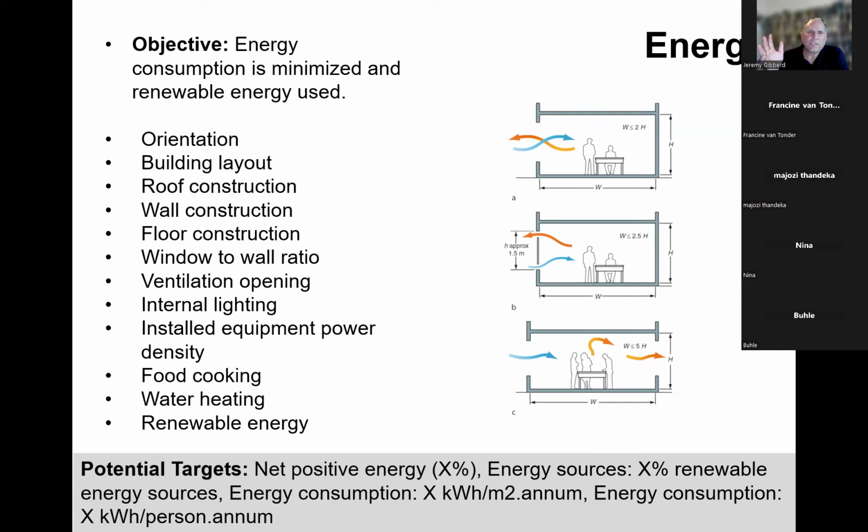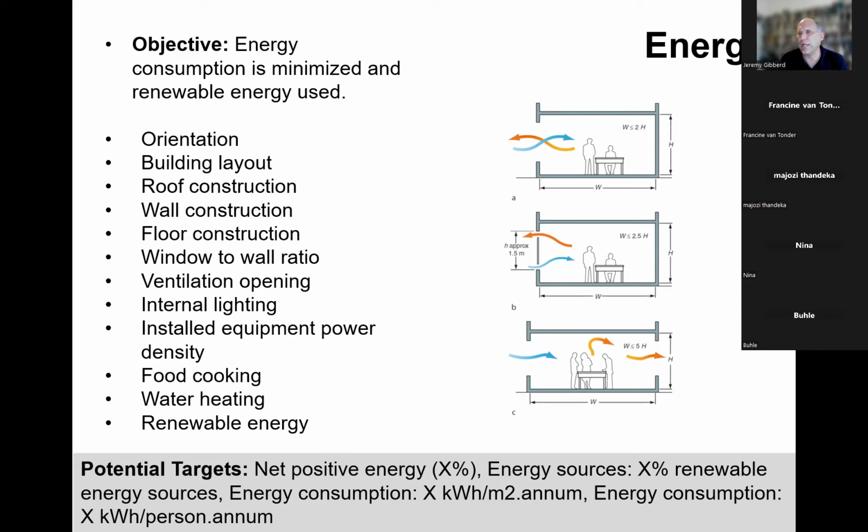So what are the things that you would look at? Again, a lot of you are hopefully very familiar with orientating buildings, the layout of buildings so that you have good access to daylight and airflow, the building footprint, the construction of the roof in terms of insulation, wall construction, U values, R values, the floor construction, window to wall ratios, so how much glazing covers your facade, systems, the design for airflow, which is what this diagram is about, how you make sure there's very good cross ventilation and very well ventilated spaces, your internal lighting, your external lighting, your equipment power density.